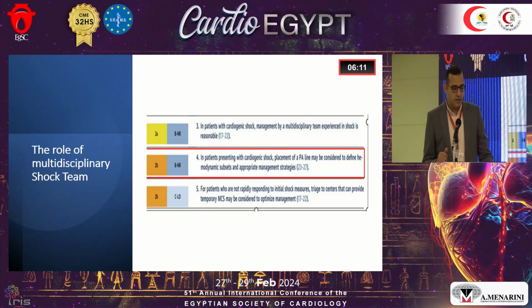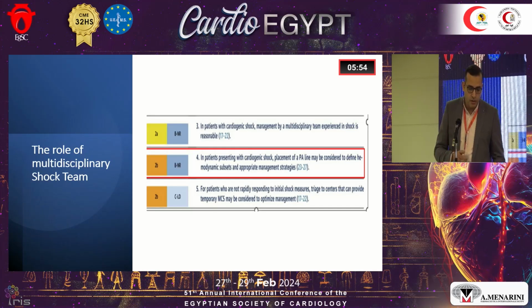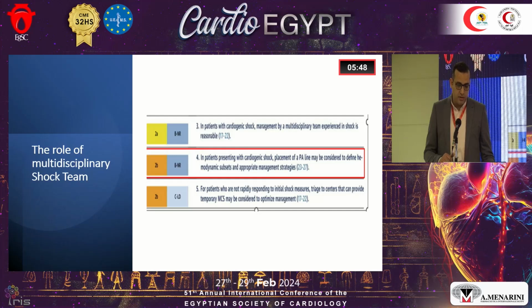And the fourth line of treatment, and the most important, is the role of the multidisciplinary shock team. And as we show in the graph of mortality, it changes mortality rapidly. And I think this is the most important topic today, the multidisciplinary shock team, and it's class 2A in the guidelines.